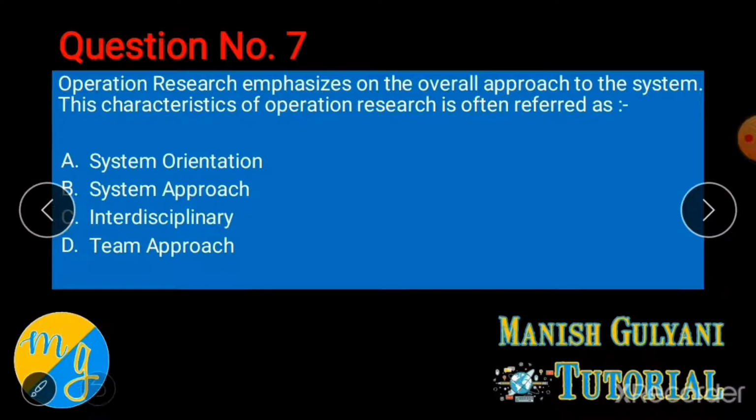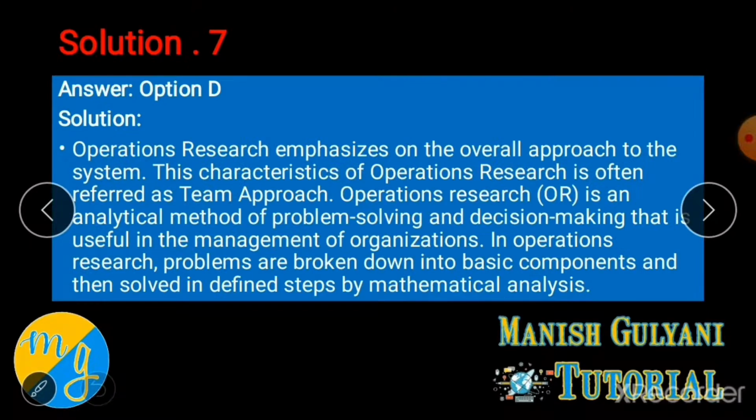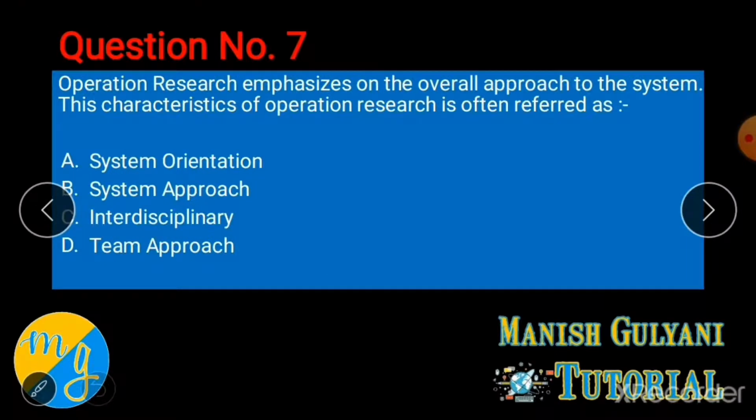Last feature is interdisciplinary approach. Interdisciplinary approach simply means that according to this characteristic, OR believes no single individual can be an expert in all fields. No single individual can be an expert in all aspects of the problem. So under OR you invite various experts from the various fields. So that's why it's called interdisciplinary team approach. You invite various experts from different fields.